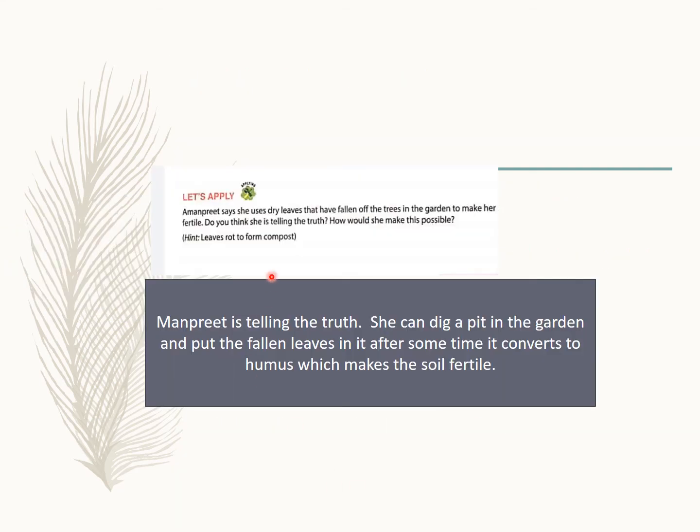Next is, let's apply. Manpreet says she uses dry leaves that have fallen off the trees in the garden to make her garden fertile. Do you think she is telling the truth? Yes, Manpreet is telling the truth. What happens to the dry leaves when you dig a pit and put the leaves into it? The leaves are going to convert into humus and it makes the soil fertile. So Manpreet is telling the truth. She can dig a pit in the garden and put the fallen leaves in it. After some time it converts to humus, which makes the soil fertile.